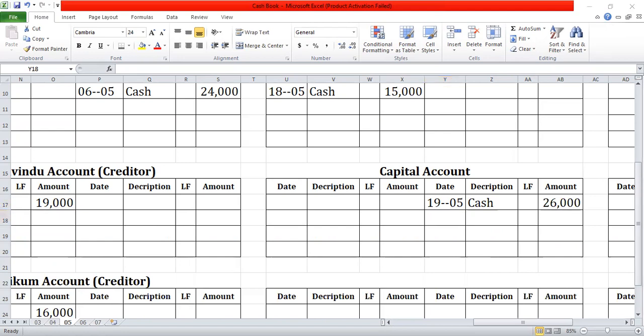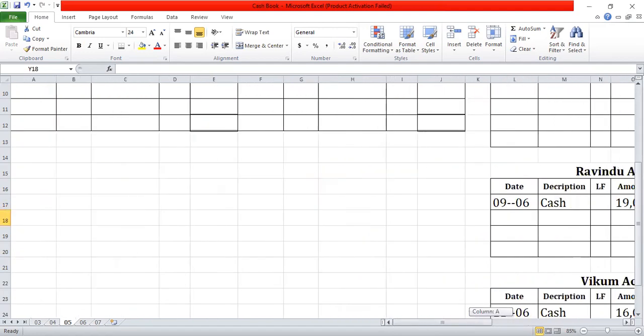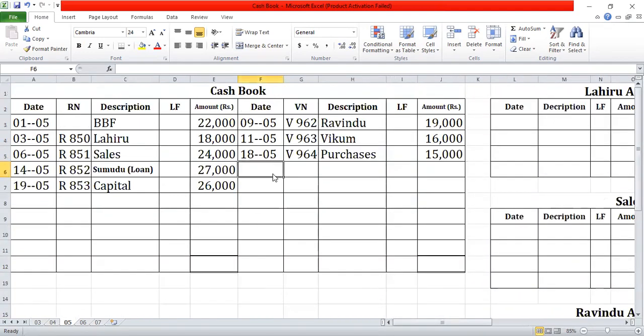Next is also a payment. It's a payment now. Move to the credit side of the cash book. The date is 20th of May. Voucher number 965. Telephone. The business has paid 8,000 as the telephone bill. Cash book credit 8,000.